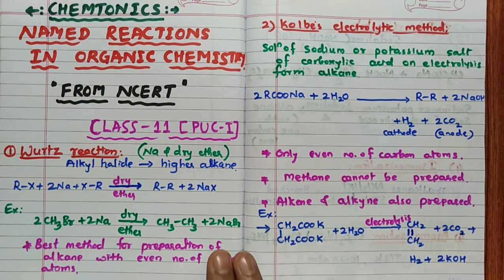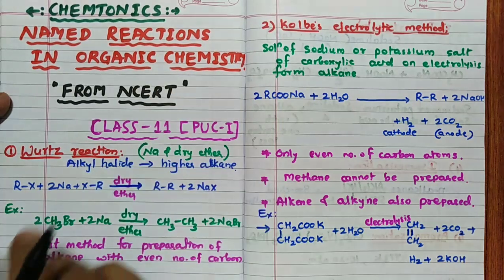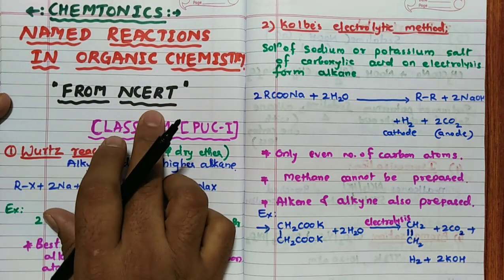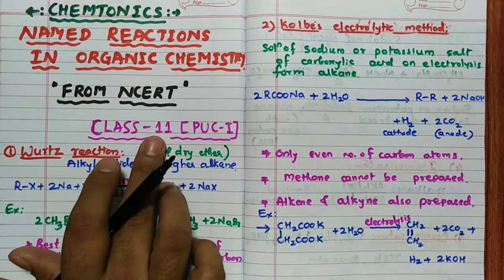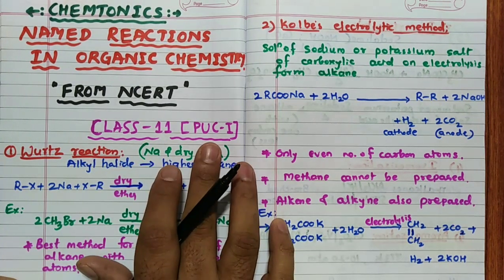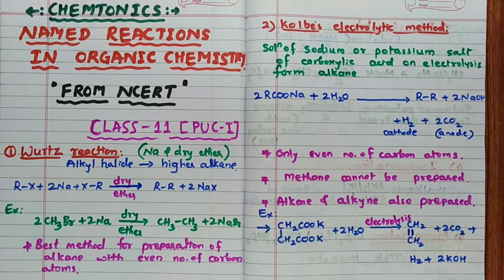Namaste friends. In today's Chemtonics, named reactions in organic chemistry, I have taken from NCERT only. I have not added any other reaction other than NCERT. So this is class 11, what we call PUC first in Karnataka, that I am going to discuss. Whatever reactions are there in NCERT I have taken. If I miss any reaction, you have to take it from the textbook and read.